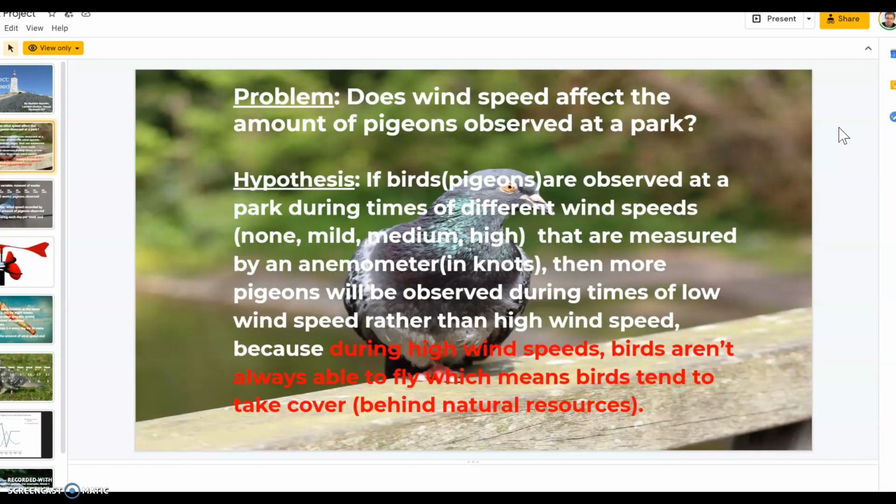Problem: does wind speed affect the amount of pigeons observed at a park? Hypothesis: if pigeons are observed at a park during times of different wind speeds, none, mild, medium, or high, that are measured by an anemometer in knots, then more pigeons will be observed during times of low wind speed rather than high wind speed because during high wind speeds birds aren't able to fly, which means birds tend to take cover behind natural resources. Okay?